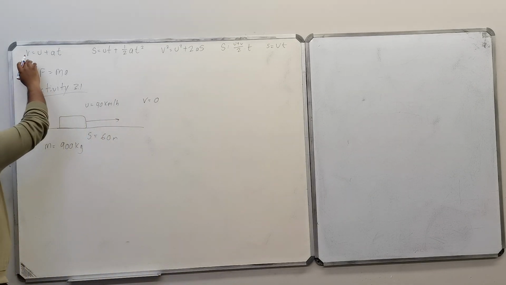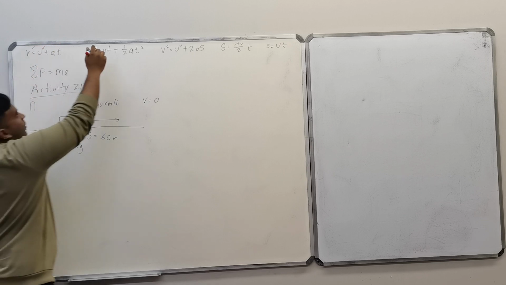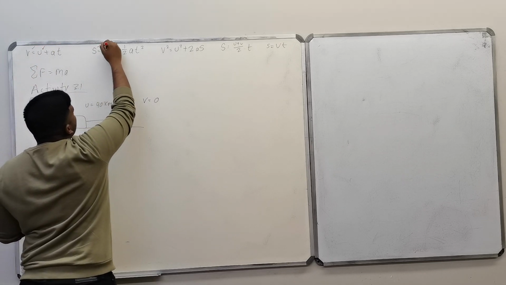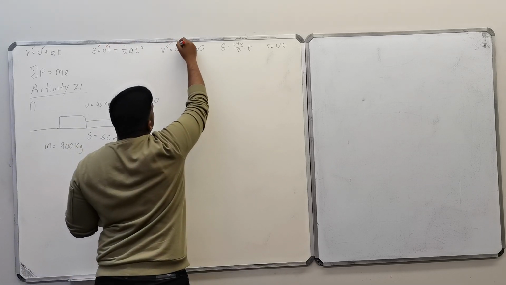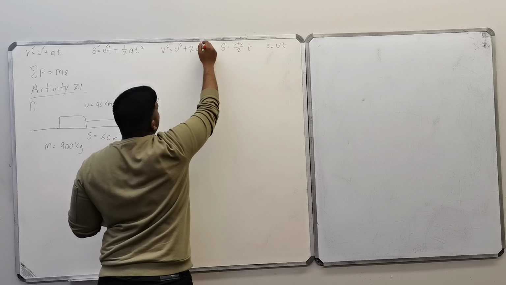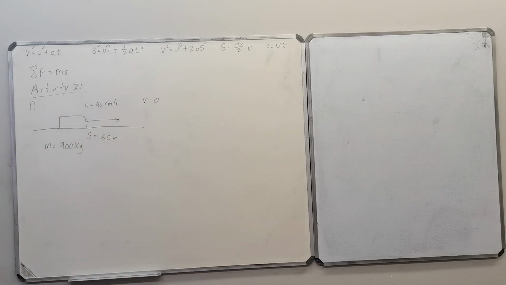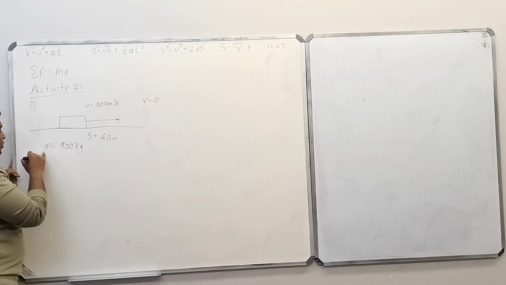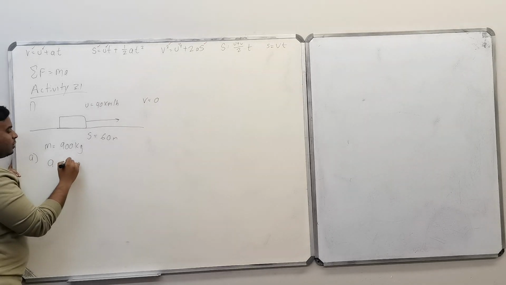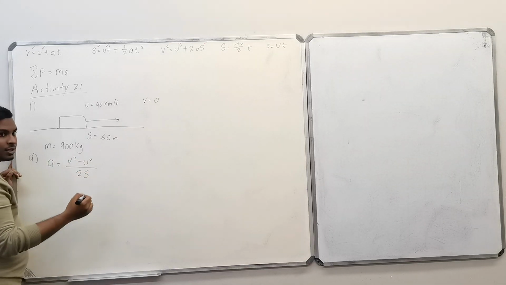So, we know final velocity. Yep. We know initial. Yep. Time. No. We know displacement. And we're solving for acceleration. So, I'm making that the subject of the formula, right? I'm going to say A is equal to V squared minus U squared all over 2S.